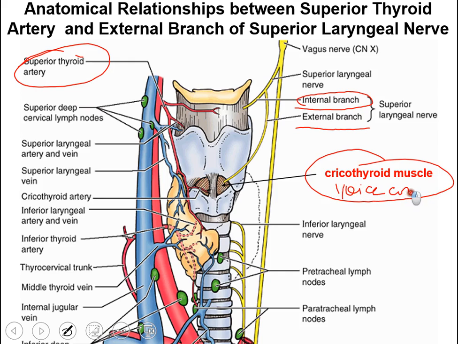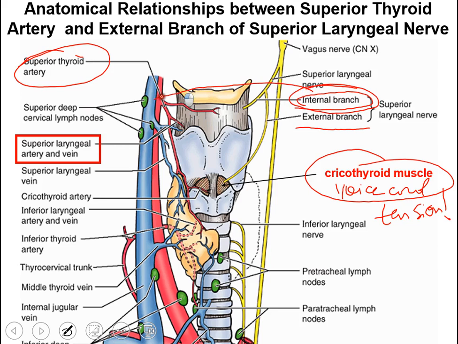And regarding arteries now, the superior thyroid artery, as can be seen here, at its beginning provides a small branch which passes through the thyrohyoid membrane. This membrane connects the hyoid bone and thyroid cartilage. This little branch is called the superior laryngeal artery. This artery is accompanied by the internal branch of the laryngeal nerve.